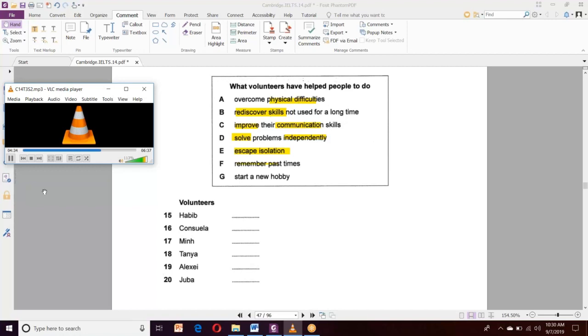Tanya visits an elderly woman once a week. When the woman found out that Tanya is a professional dressmaker, she got interested. Tanya showed her some soft toys she'd made, and the woman decided to try it herself. And now she really enjoys it and spends hours making toys. They're not perhaps up to Tanya's standard yet, but she gains a lot of pleasure from doing it.